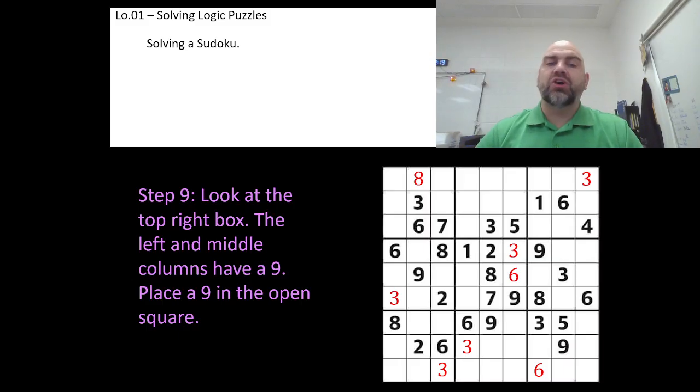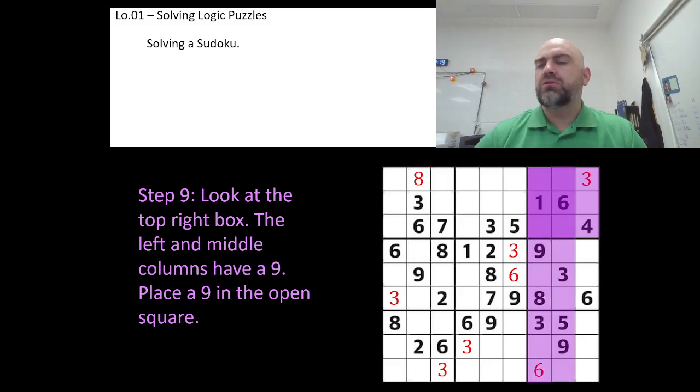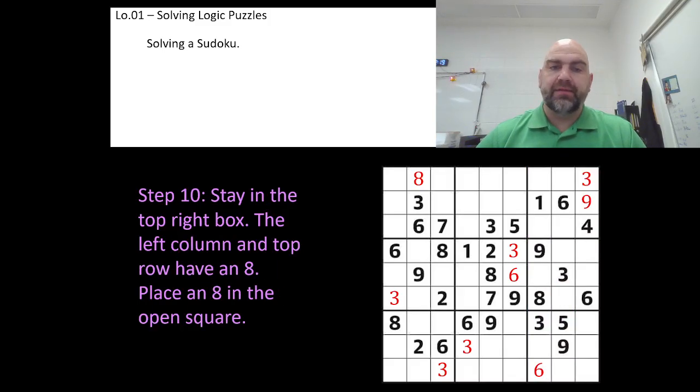All right, so let's look at the top right box. So that one right there. Now, the left and middle columns both have a 9 already. So if we look down on the columns, these two columns have a 9, which means that the only spot that could have a 9 in that top right box now is that middle one. This is only because we have a 3 already in the top right. So we are basing our reasoning on that 3 that we've put in there earlier, something that we've done ahead of time. So we have a 9 in there.